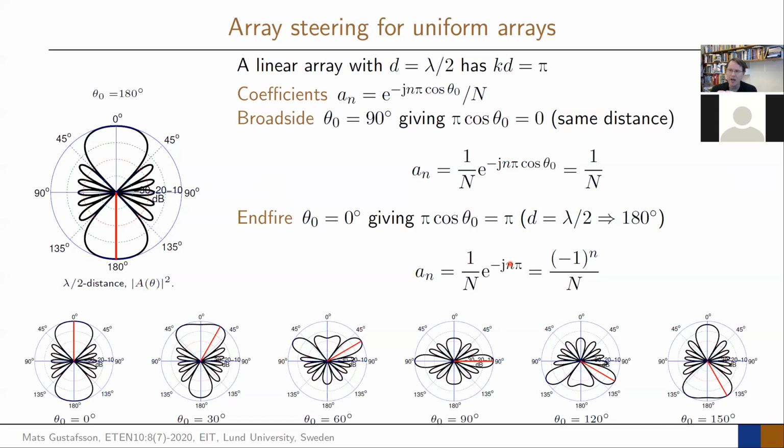And the only thing I change on the element is the phase. They have the same amplitude all the time. So I just give a different phase to all of those signals and I get the radiation to move. And that is how you can steer the beam of your array.